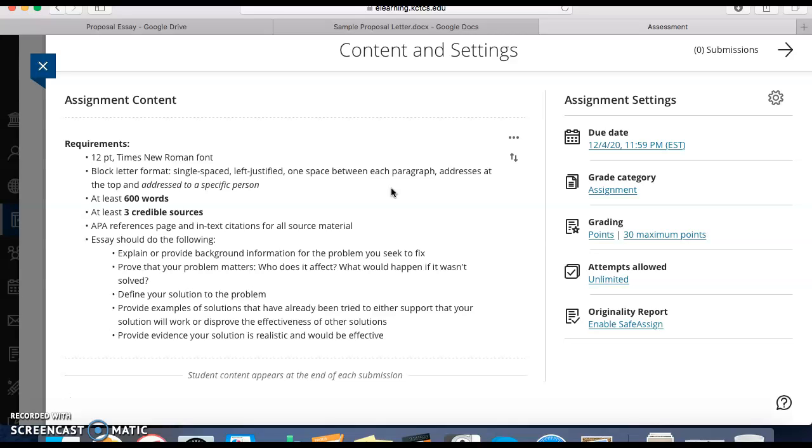Okay, so for this draft, it is required to be in 12-point Times New Roman font and in block letter format, which is what I just went over with you in the sample proposal letter, where it's single space, left justified, has one space between each paragraph, and has those addresses at the top, and is addressed to a specific person. This draft should be at least 600 words. Your final draft will be 850 to 1,000 words. It can be over that, but minimum 850 words.